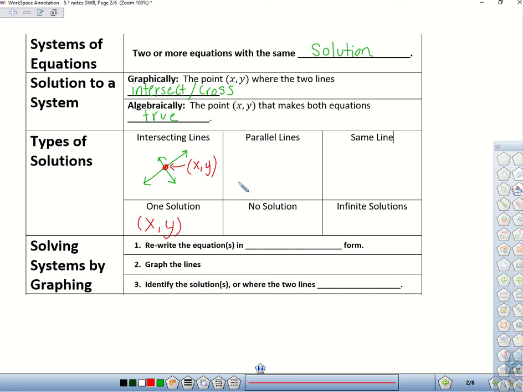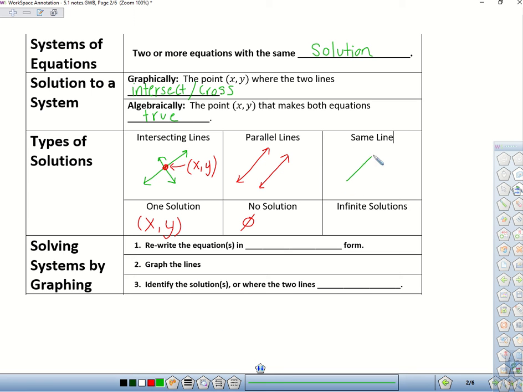Now the next type that we have are what we call parallel lines. Now, do parallel lines ever intersect each other? No, they never intersect, so do they have a solution? No. No solution. So these have no solution, and you can either write this as an empty set or you can write this 0 with a slash through, okay? That means there's no solution.